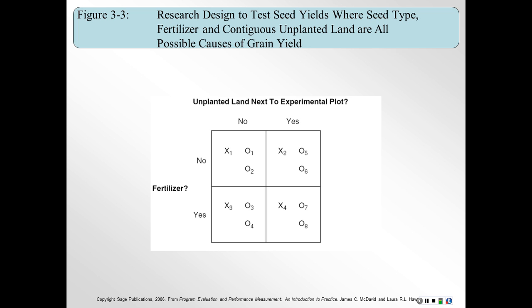At the bottom left, two sets of seeds. There is no unplanted land next to the experimental plot, but fertilizer has been used. And finally, in the bottom right-hand cell, two sets of seeds. There is unplanted land next to the experimental plot, and fertilizer has been used. Within each cell, then, outcomes for the experimental seed are compared to outcomes for a standard seed. So one winds up making 4 sets of comparisons.